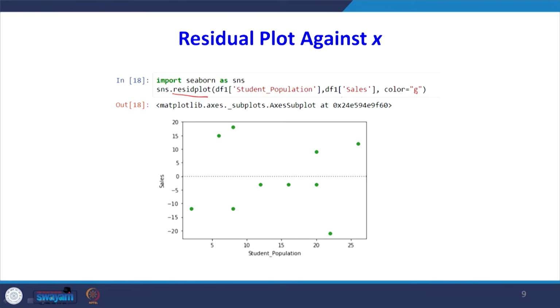So, this was the Python output of the residual plot, that is the residual against the y predicted value. The y axis is not the sales, it is the residual. The y axis is not the sales because sales will not become 0.